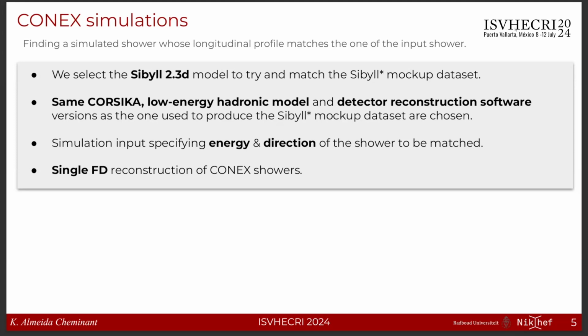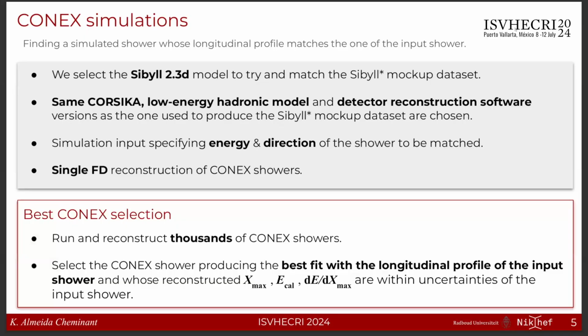And then we do single fluorescence detector reconstructions of those CONEX showers. And as I said, we run thousands of them, we run a lot of them, and then we reconstruct them, and we basically estimate how well the reconstructed profile matches the one of the input shower that we're trying to match. And this is done by just doing some chi-square analysis comparing the two profiles, but also on the reconstructed values like Xmax, calorimetric energy, but also the energy deposited at depth of Xmax.